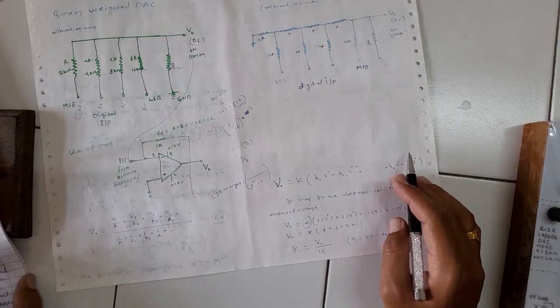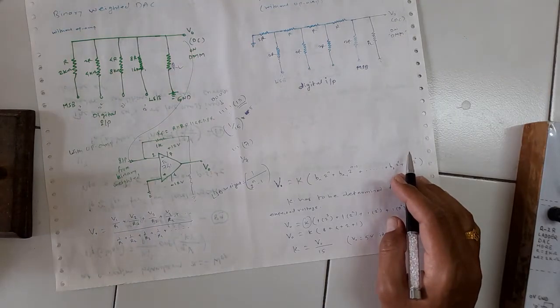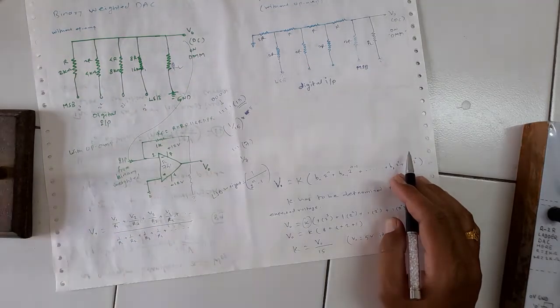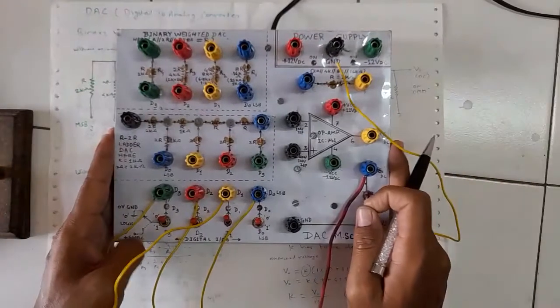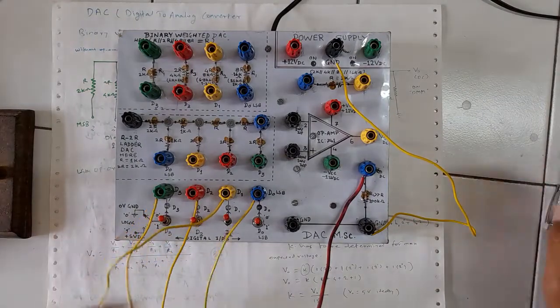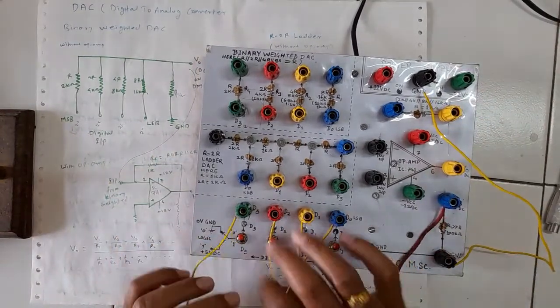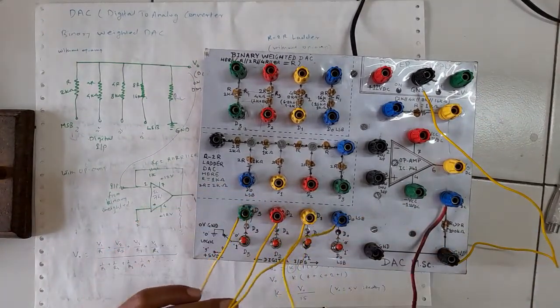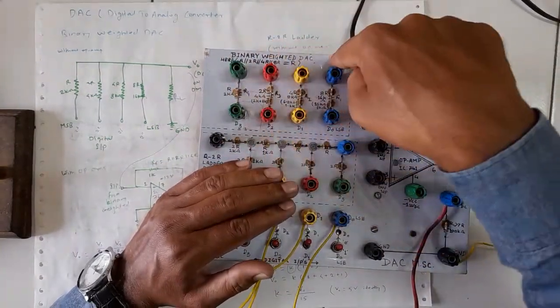Okay, now we'll try to understand how the circuitry actually works. I'm just taking it here. I keep the reference here. Now the digital inputs are there, I'm connecting them, and this is a binary weighted DAC.